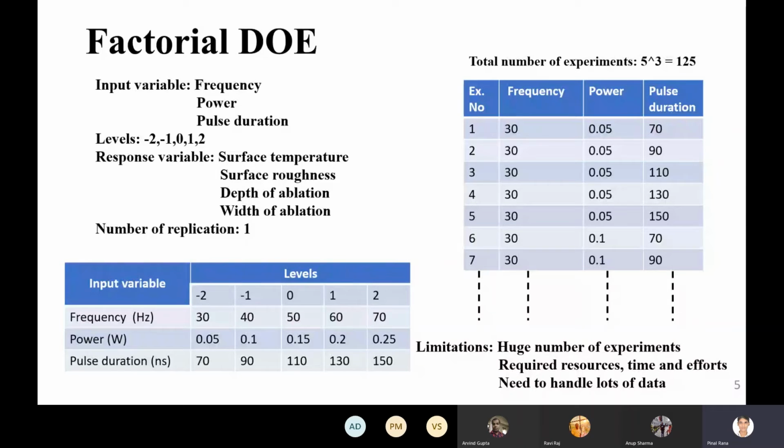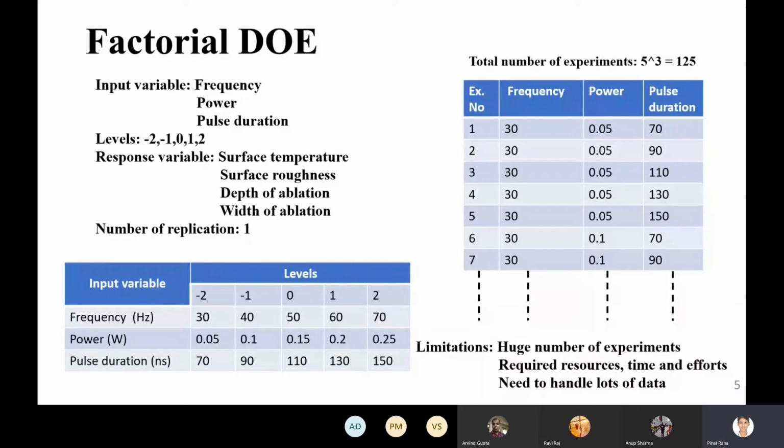Okay, somehow you managed to do this experiment. Then think about the measurement. Surface roughness, depth of ablation, and width of ablation measurement is a very tedious process. Moreover, for the measurement, at least 2 to 3 repetitions are required for each sample, and then think about the data generation during the measurement. Processing this data and representing it in a meaningful way is another challenge.